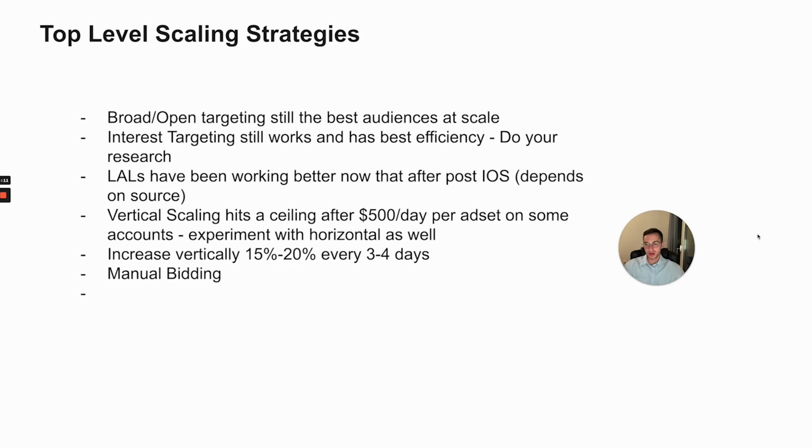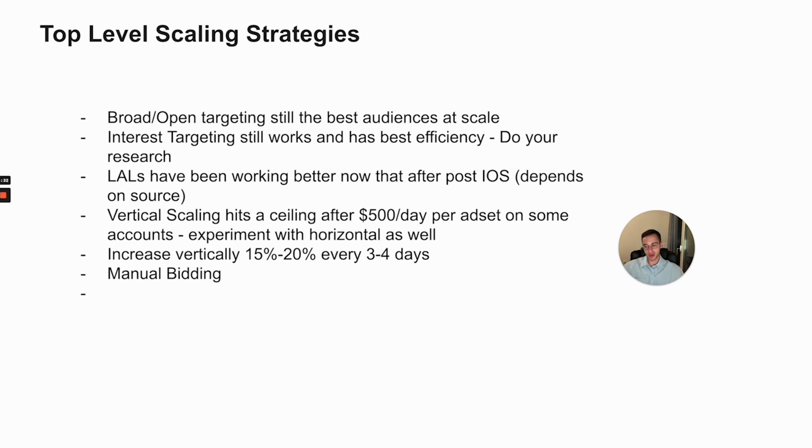So just to be clear, let me go into the top level scaling strategy. I know this is the sweet part, the part that we want to delve into from the start, but this is super key. Now, broad open targeting across the board, across accounts, across managing over 500k a month in ad spend, is the best audience at scale. But that doesn't mean that we don't use any other audiences.